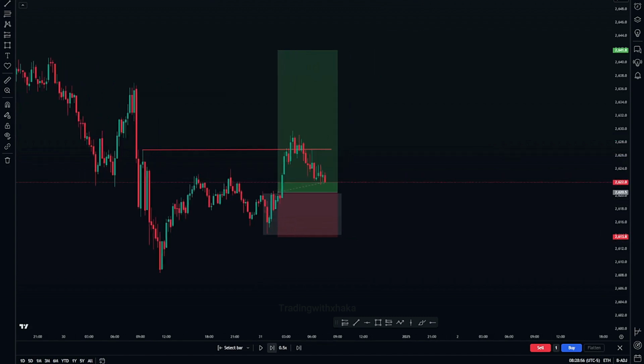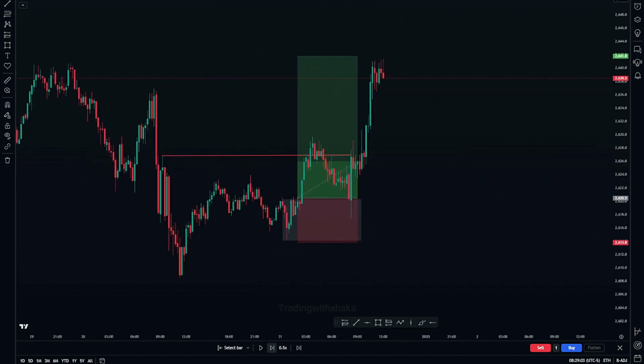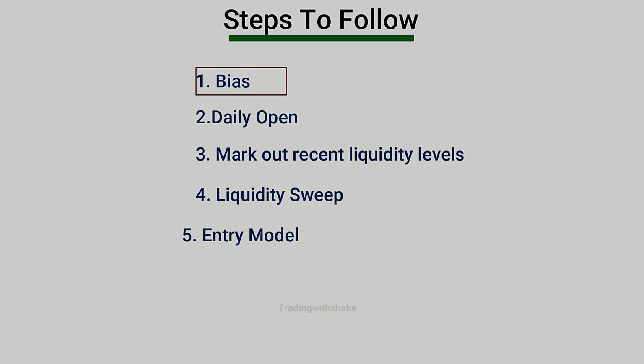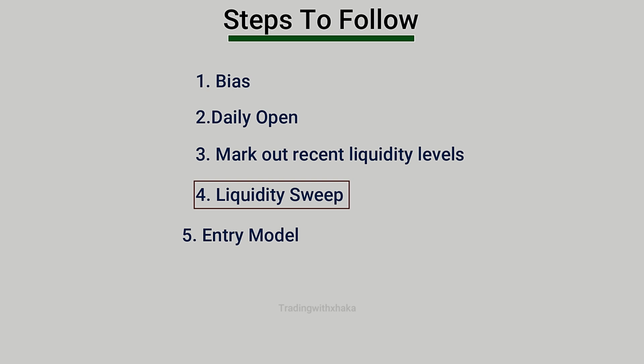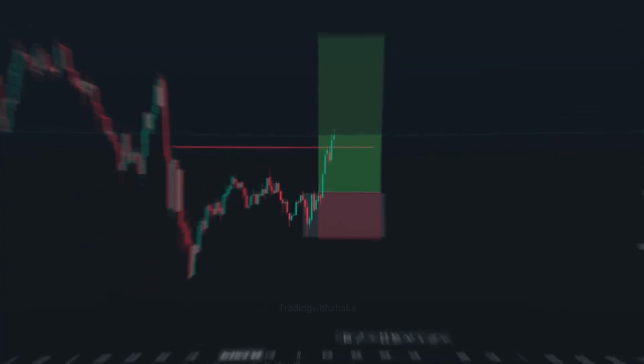It makes use of 5 steps. Listing the 5 steps, we are going to make use of buyers. I will teach you how to identify correct buyers without guessing twice. Second step is using the daily open of the candle. Third is marking out the recent liquidity levels. Fourth, liquidity sweep. I will teach you how to identify areas price is likely to target before moving to the original direction. The last one is the entry model. Then I will share one or two examples before I end the video. So stay tuned. So how do we identify our buyers?